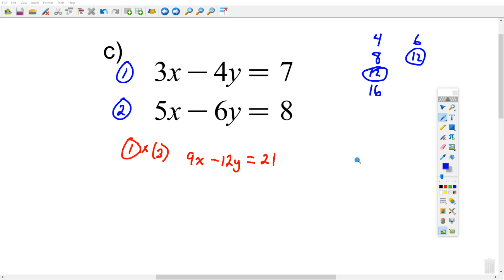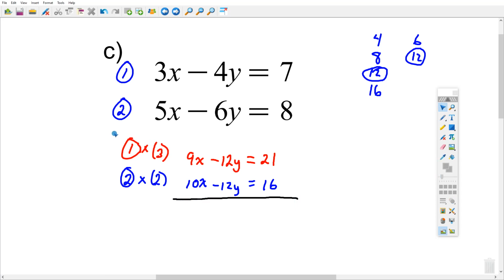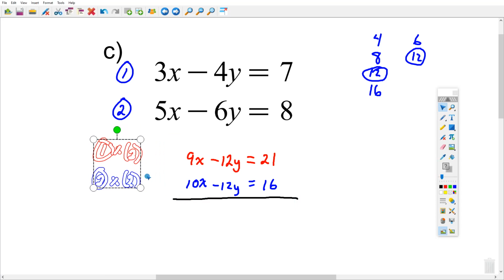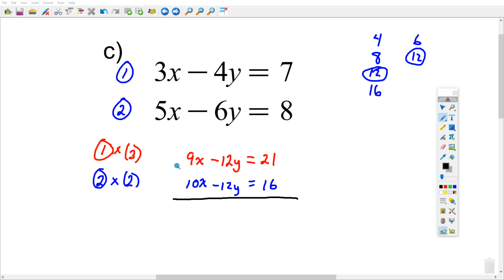So now what I'm going to do is take equation 2, and I'm going to get this to be minus 12 as well. So I'm going to double everything here. I'm going to multiply it all by 2. So 2 times 5x is 10x, 2 times minus 6y is minus 12y, and then 2 times 8 is 16. In this case, I've intentionally made it so that both equations have terms that are the exact same. A lot of times people think about getting them the opposite so they can add them, but it is okay if you just subtract them.